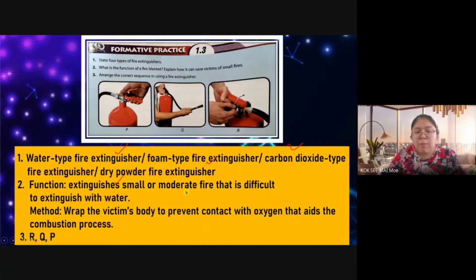Extinguishes small or moderate fire, which is difficult to extinguish with water. Sometimes when using water, it cannot cover the fire, so they use the fire blanket. Method: wrap the victim's body. Prevent contact with oxygen, because oxygen helps to burn. So when you use the fire blanket, you need to close the body tight, with no oxygen inside. Without oxygen, you can prevent burning. So the body is prevented from contact with the oxygen that aids the combustion process.